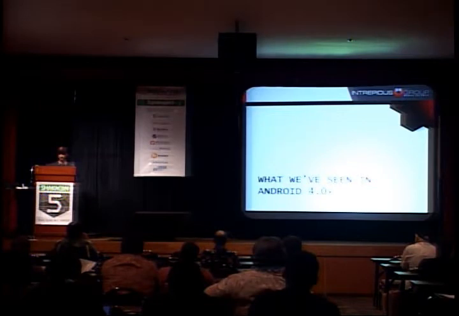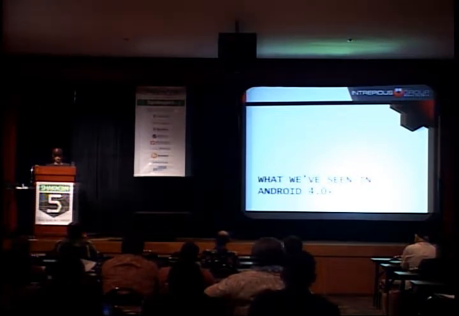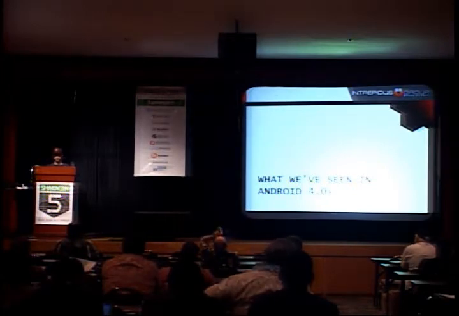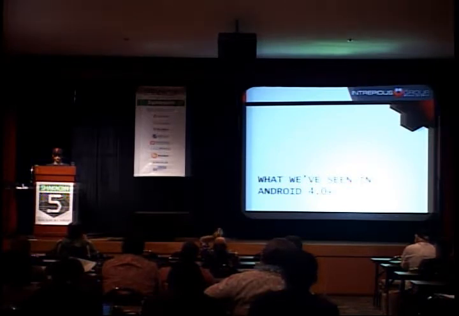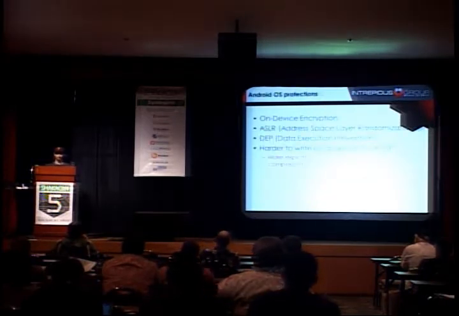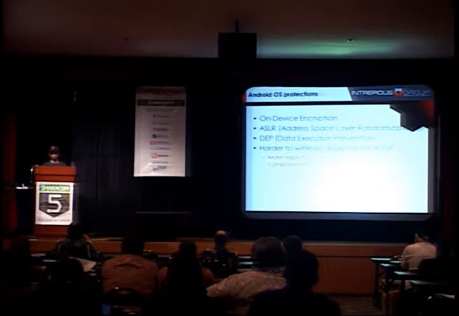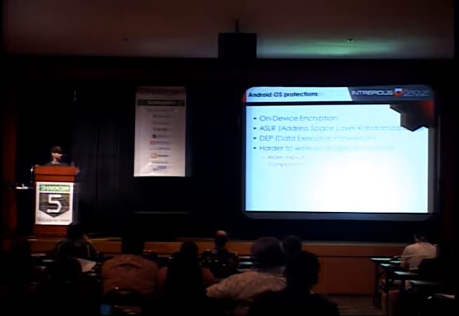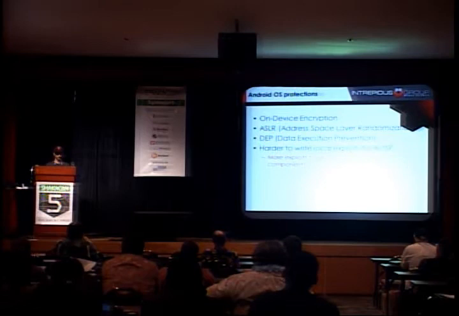All right. So what we've seen in Android 4.0, as opposed to Android 2.x and to some extent 3.x, is they're much different rooting landscapes. Android 4.0 added a lot of protections. On-device encryption, ASLR, DEP. I'm not an expert in these. I just know it makes it hard to exploit the device. Much, much harder to write local exploits.